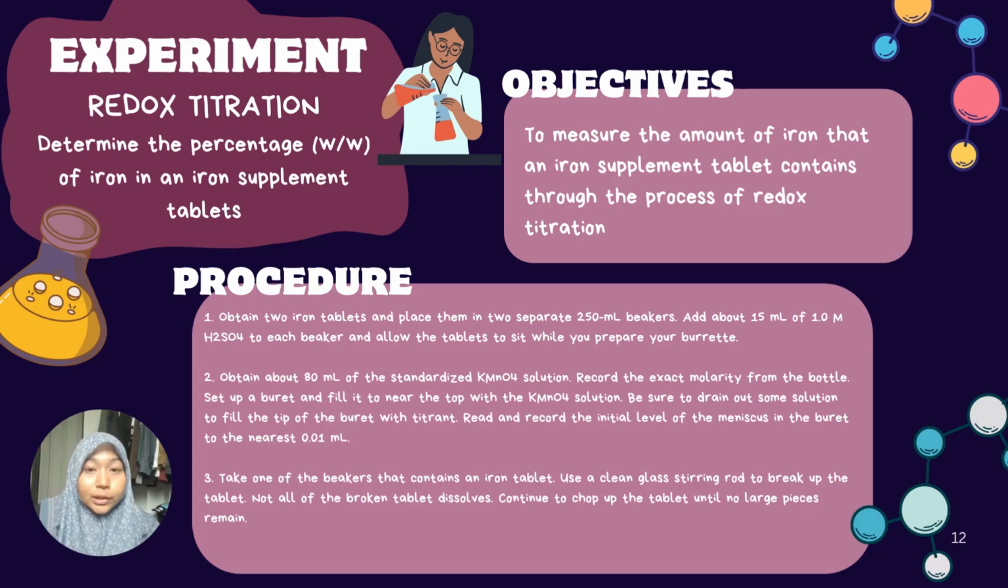The experiment that was chosen aims to determine the percentage of iron in an iron supplement tablet. Thus, the objective is to measure the amount of iron that an iron supplement tablet contains through the process of redox titration. Step 1. Obtain 2 iron tablets and place them in 2 separate 250 mL beakers.